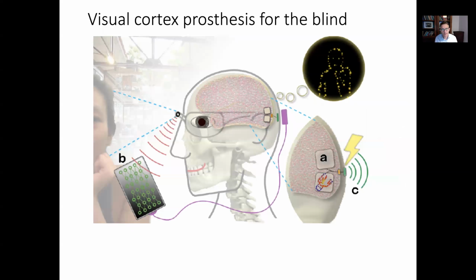Okay, so this is the system that we would like to build. It's a camera that sends camera footage to a processor that translates camera footage into brain stimulation patterns, as I illustrated here. They need to be sent wirelessly to an interface in the brain that then sends current to electrodes implanted in the brain.